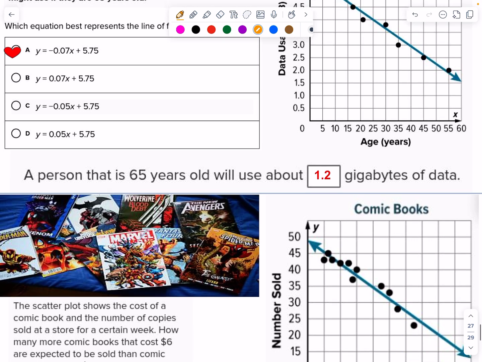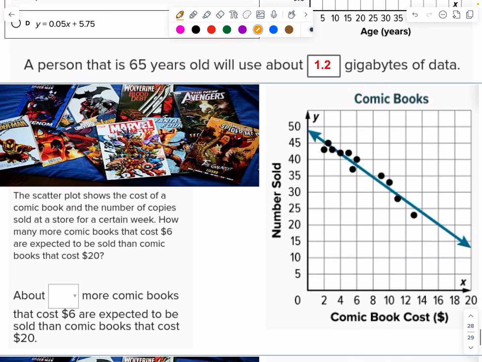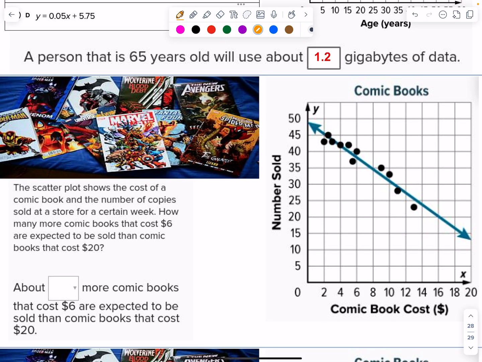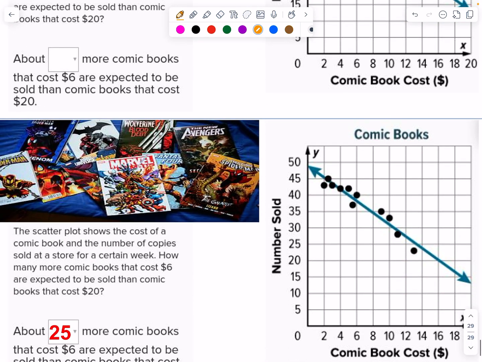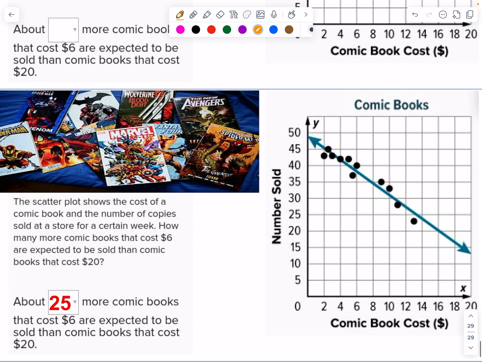All right, here's one about comic books. They have a graph here. They just talk about how many more comic books it would cost. So if you look at what it is, it's going to be about 20. I feel like I've talked a long time on these videos, so you can look at this one if you want to. If you want to pause it and look at it and so forth, that's fine.